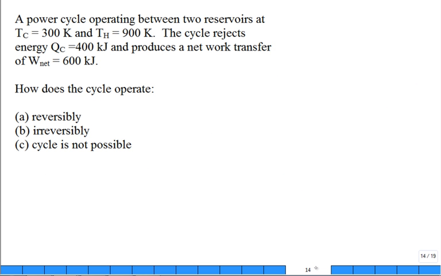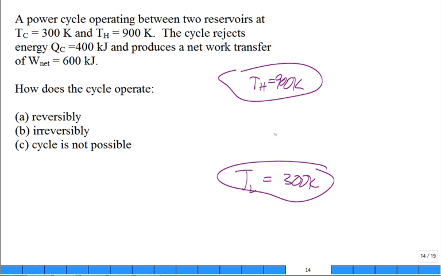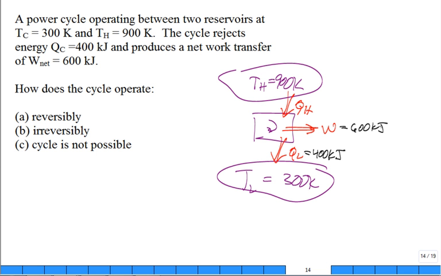Oh, I have some more problems for you. Clicker problems. We have a power cycle operating between two reservoirs at 300 Kelvin and 900 Kelvin. So I'll just sketch it. TH is 900 Kelvin. TL is 300 Kelvin. And it's a power cycle, meaning that I take heat in, QH, and I have to throw away some heat, QL, and the goal is to convert as much into net work out. The cycle rejects 400 kilojoules and produces a net work transfer of 600 kilojoules. How does the cycle operate? Does it operate reversibly, irreversibly, or is the cycle not possible?